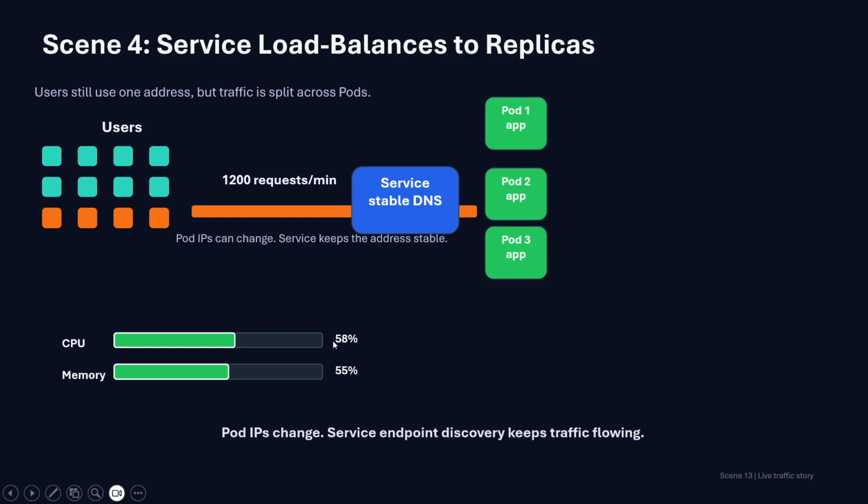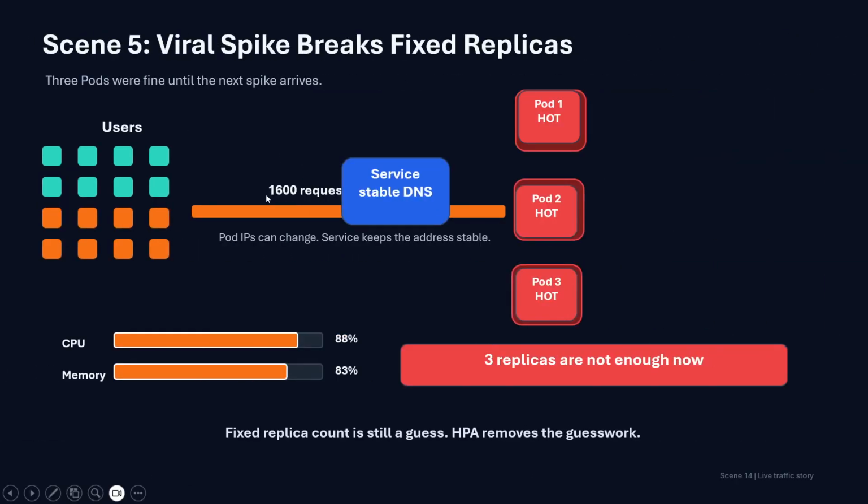Now just imagine here CPU utilization is 58% and memory utilization is 55%. Now I am increasing the number of requests to 1600. Then it will hit the service. Which service? This replica set service. Now just imagine CPU is 88% and memory is 83%. Pod 1 is now hot because requests are more. Pod 2 also has a problem. Pod 3 also has a problem. That means 3 replicas are not enough now. A fixed replica count is still a guess. I don't know how many replicas, whether it is 3 or 4 or 5 or 6, can solve my request.